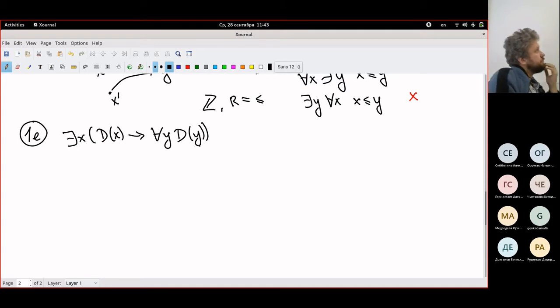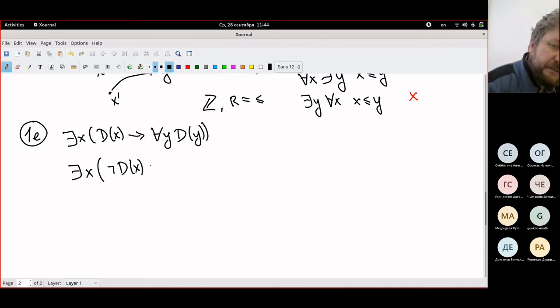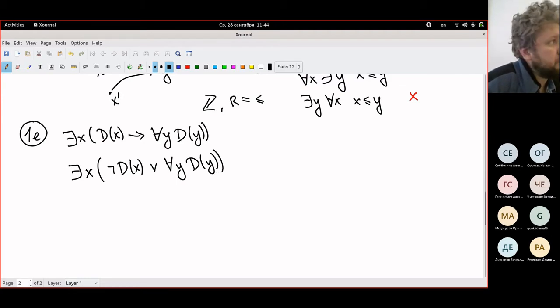How do you think? Is this formula true? Make the equivalence for implication, we get that there exists x such that we don't have any relation. Or we look for every y, so if y is one element... No, you make a counterexample. Okay, I have a one-element set, but this is the disjunction.